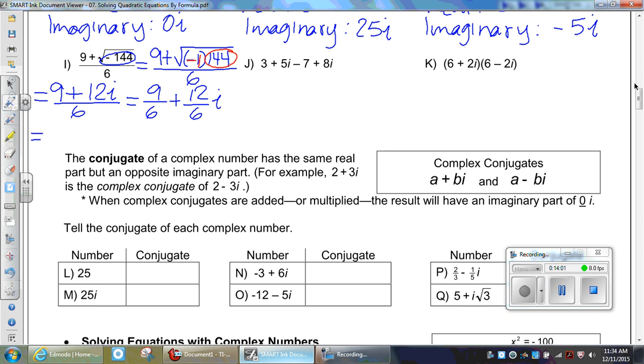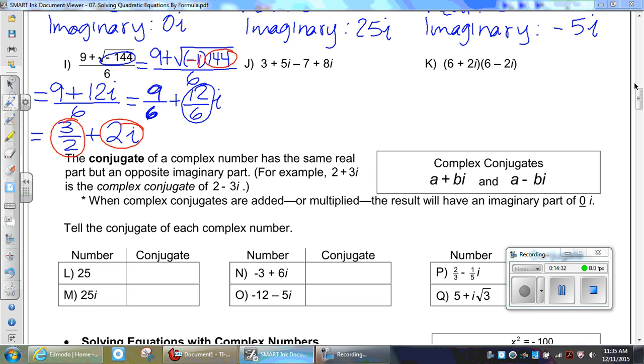And I need to reduce the fractions, so 9 over 6 can be reduced by dividing the top and bottom by 3. 9 divided by 3 is 3. 6 divided by 3 is 2, so 3 halves. And here, 12 divided by 6 is equal to 2. So the final answer is 3 halves plus 2i. The real part being 3 halves, and the imaginary part being positive 2i.